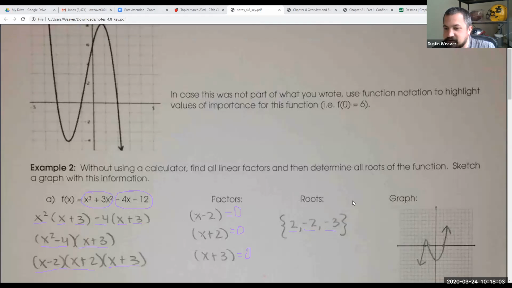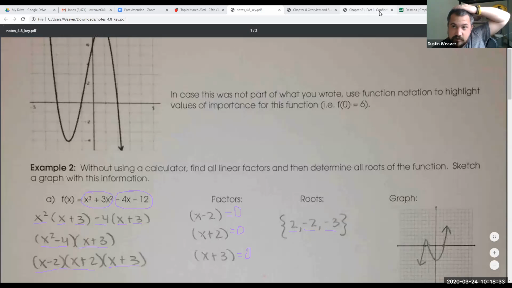Everybody see how Desmos is really going to help us out in this situation. Now, could you find the factors like you find the roots? If I'm graphing it, I would find the roots first, and then yes, the factors are just the opposite. So if I know it crosses at 2, the factor is x minus 2. If I know it crosses at negative 2, the factor is x plus 2. And if I know it crosses at negative 3, the factor is x plus 3. Yes, Desmos helps us a lot.